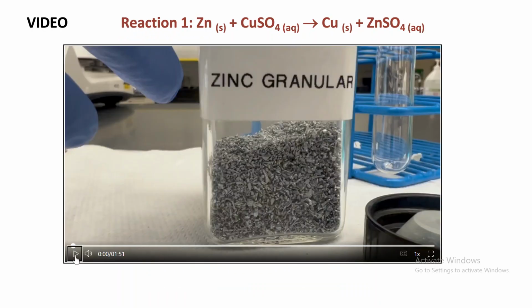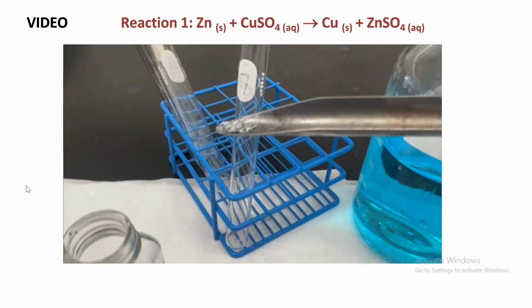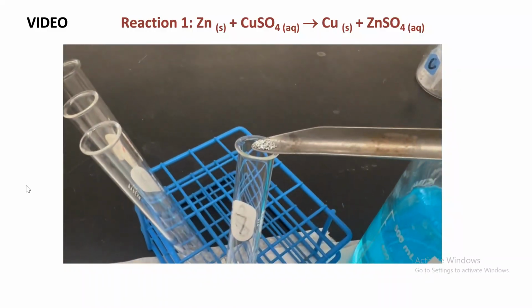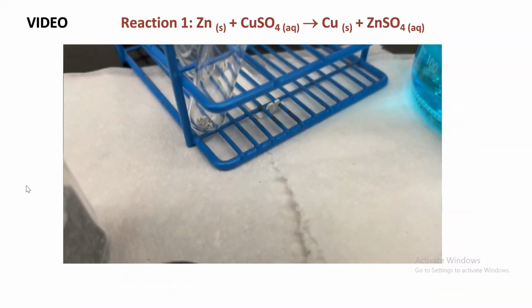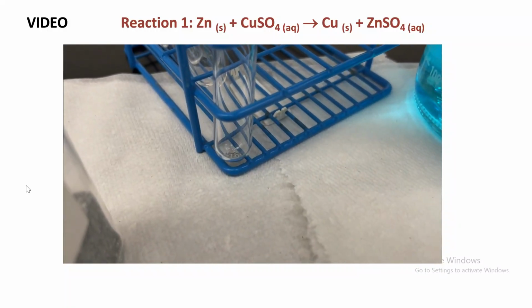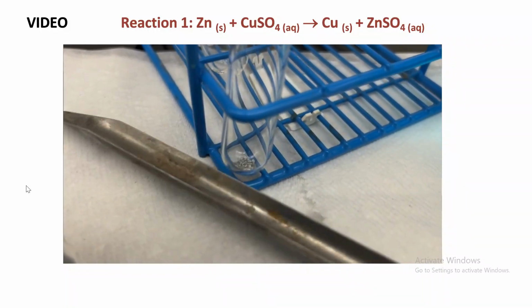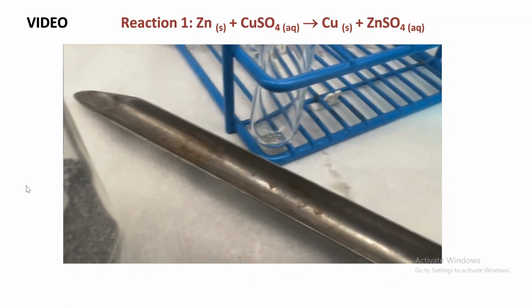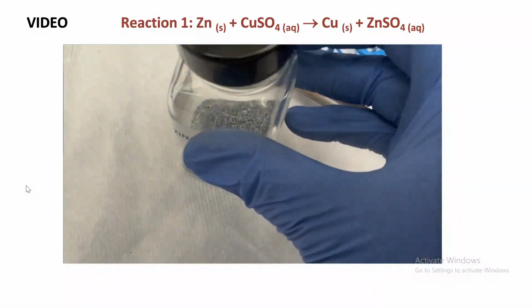So here is the experiment. Adding it to our test tube number 7. Goes to the bottom, and look at the color. Note the color. Zinc has a characteristic metallic color.